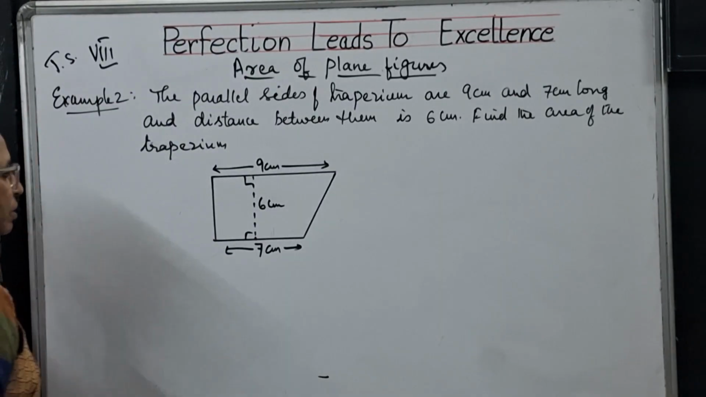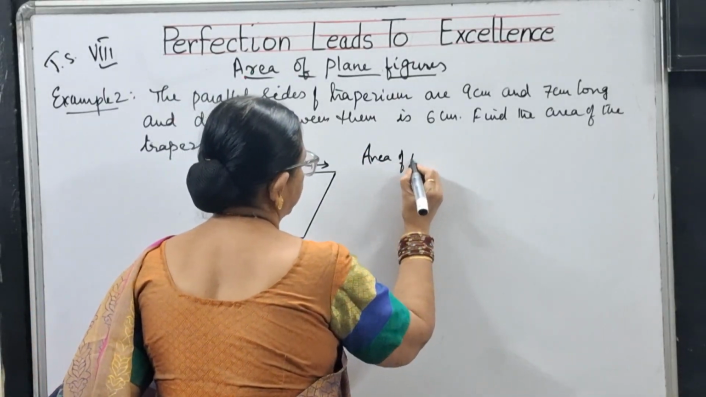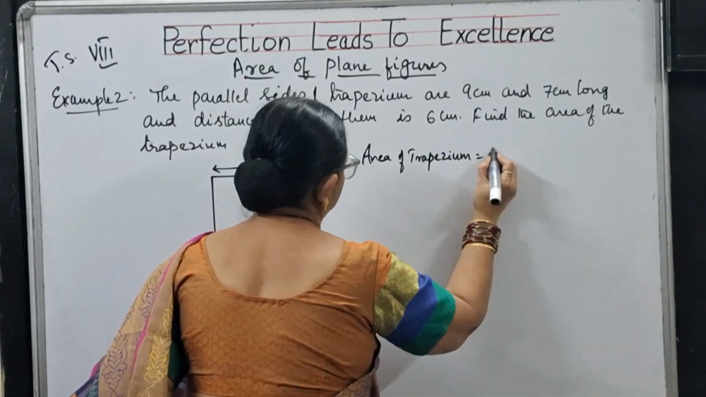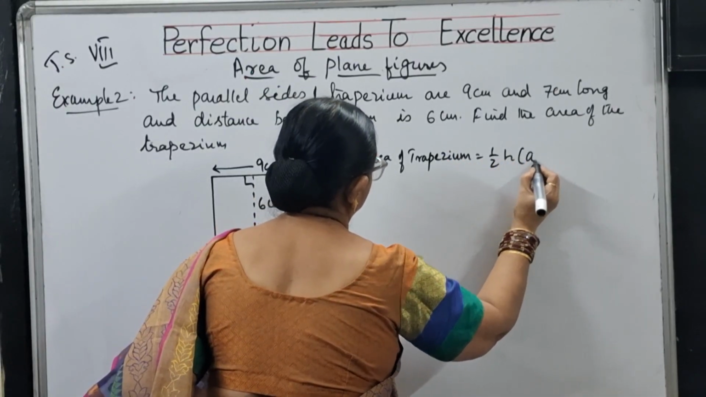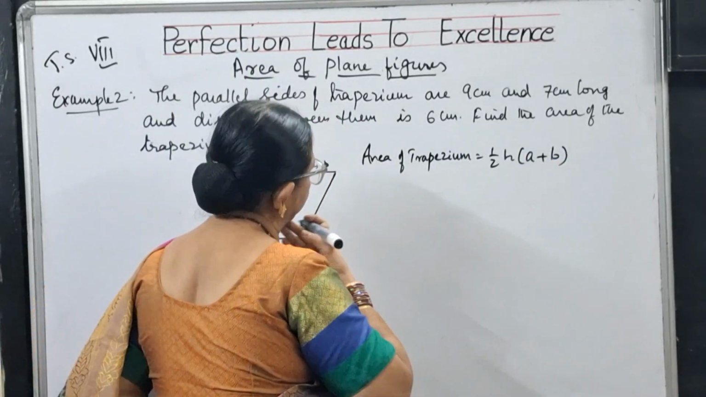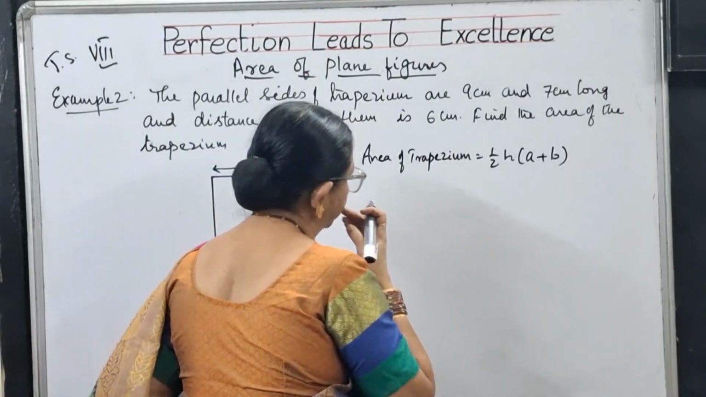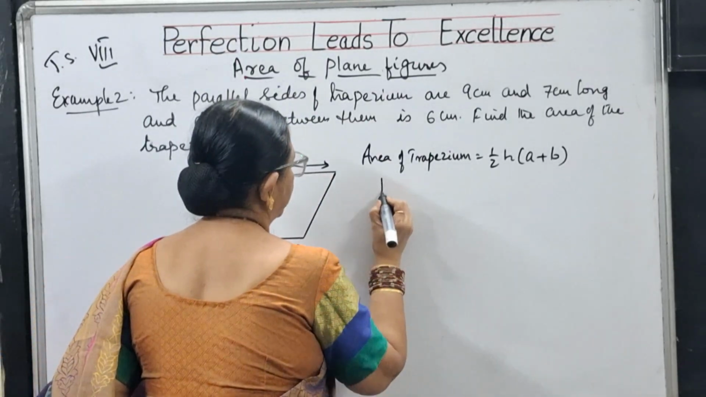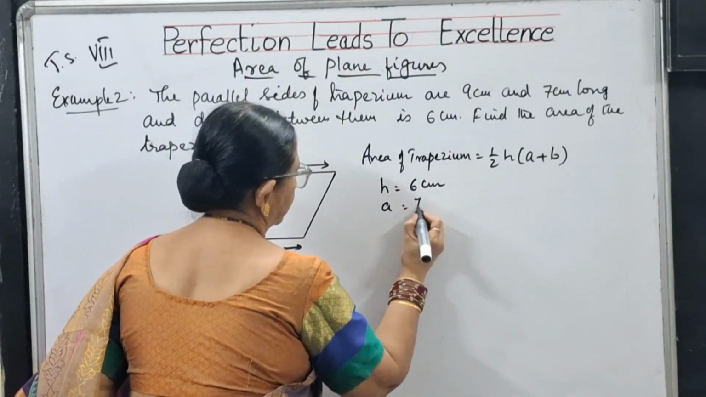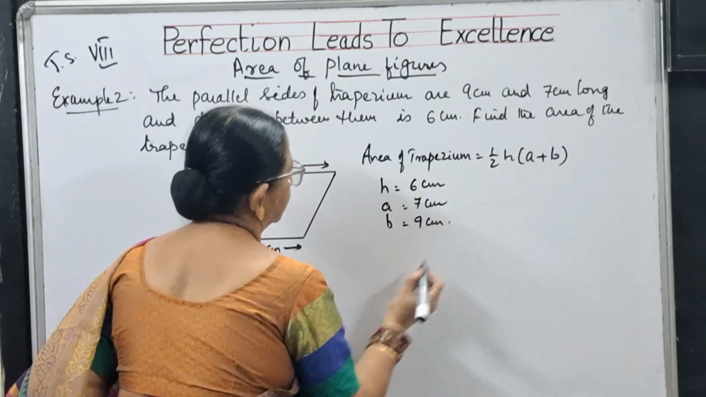So what is the formula that you will write for the area of a trapezium? Area of trapezium is half h into a plus b. I hope you remember I have derived this formula in the previous video, children. You can go through it once again. So here the h value is given as 6 centimeters, a is taken as 7 centimeters, b is taken as 9 centimeters.